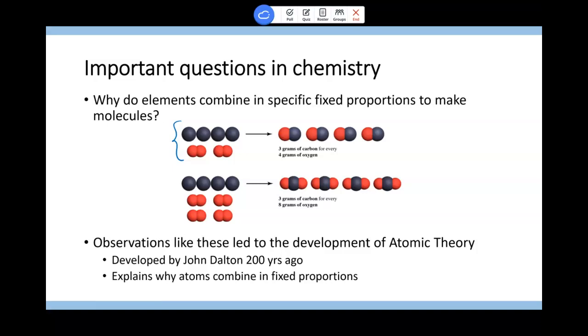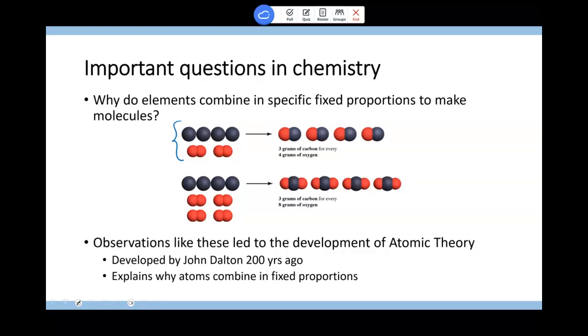If we have more oxygens, they form carbon dioxide. That's what's represented here. Then there's 3 grams of carbon. There's 8 grams of oxygen. So there's a different ratio of carbon and oxygen in these different molecules. So observations like this led to the development of atomic theory, which we'll cover in the next section. But this explains why atoms combine in fixed proportions.